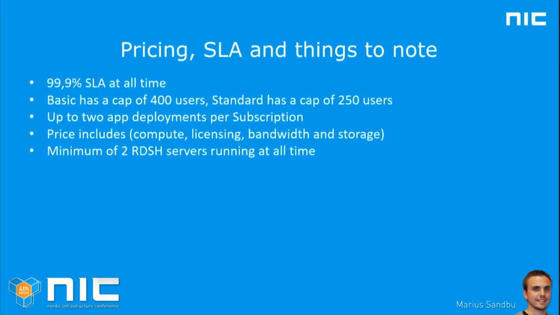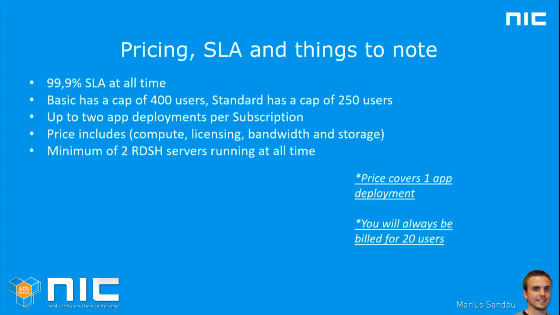And the price also includes compute licensing, bandwidth, and storage, so you don't have to worry about that. You just have to worry about the user per month. And you will always have a minimum of 2 RDS servers running at all times. Now, that's great. You have a per-user-per-month subscription. That sounds cheap, right? It does.